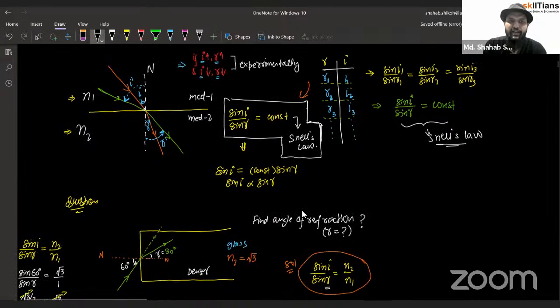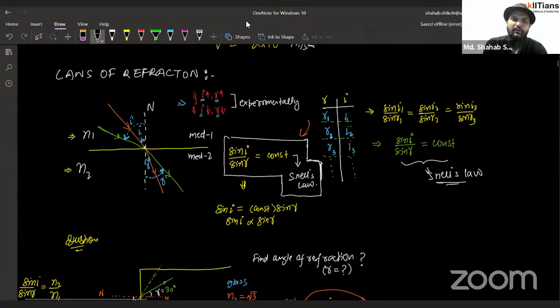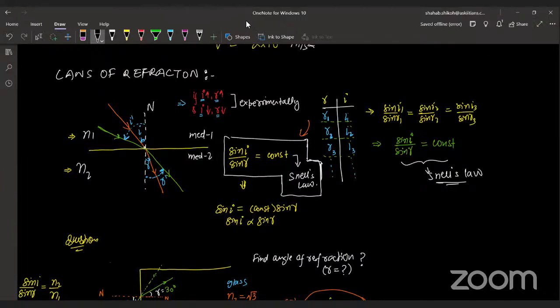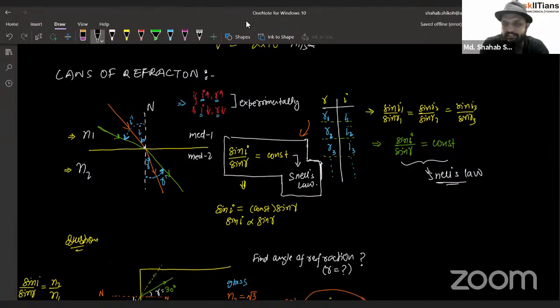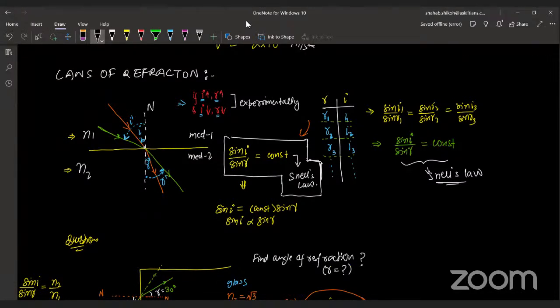Then laws of refraction. When light goes from denser to rarer medium, it goes away from the normal. When it goes rarer to denser, it bends towards the normal. Everybody knows that. Yeah, tell me. What is Snell's law? What does Snell's law tell us? Sin i by sin r is equal to refractive index.